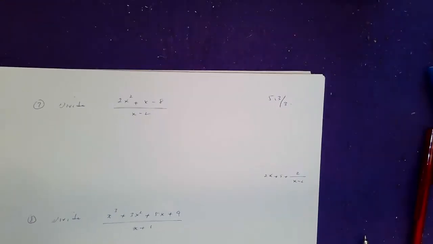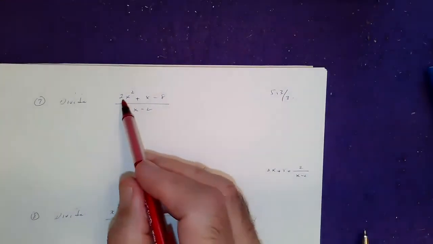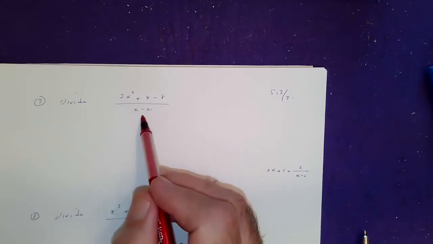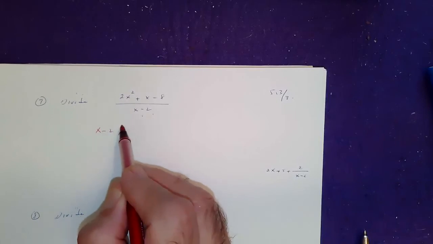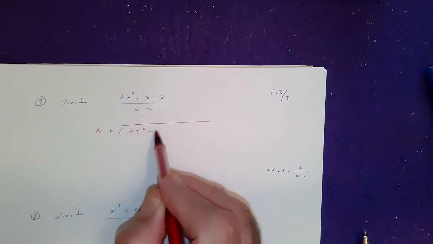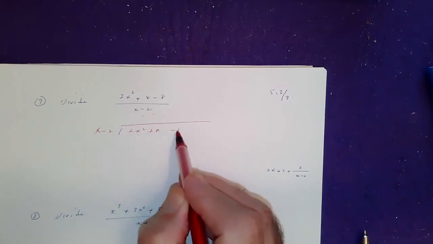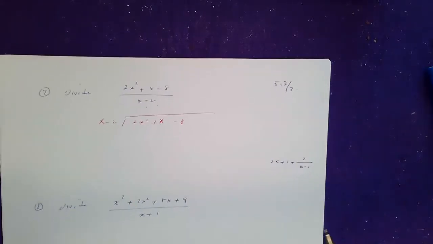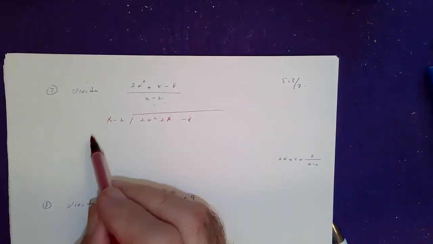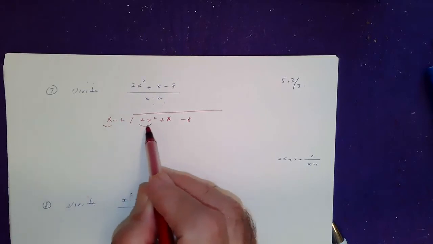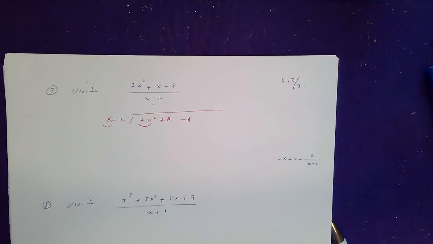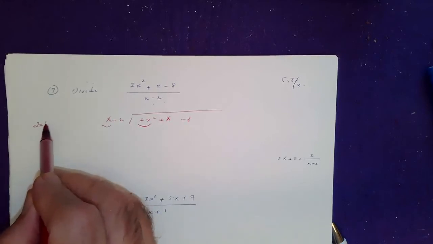Let's do a few more examples so we can get used to it. 2x squared plus x minus 8 divided by x minus 2. Remember, the idea is to write this in long division form, like so. Okay. And now the saga continues. Remember, you always compare the highest power of x in your divisor to the highest power of x in your dividend.